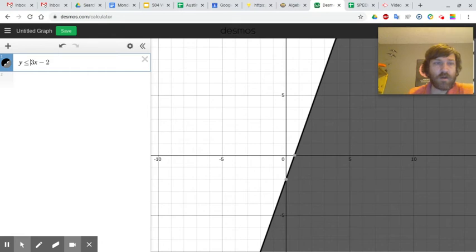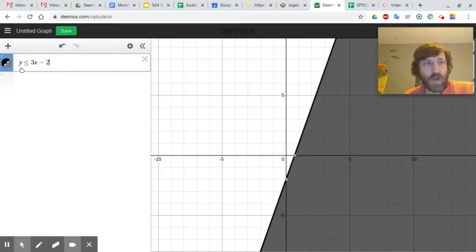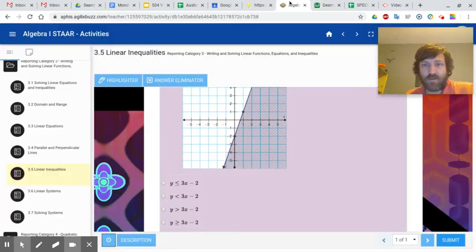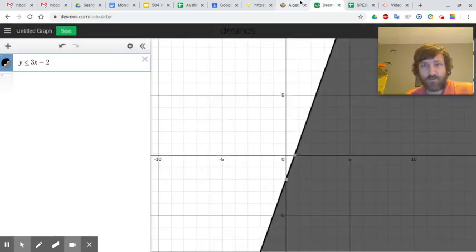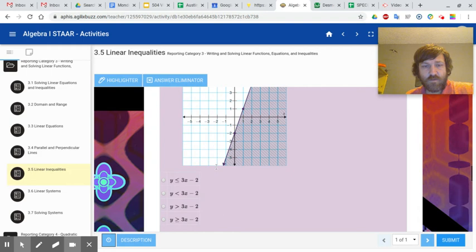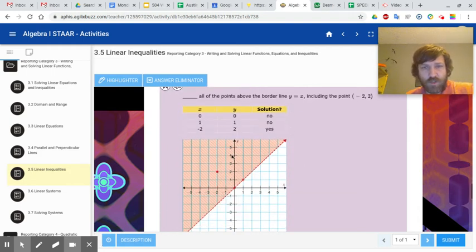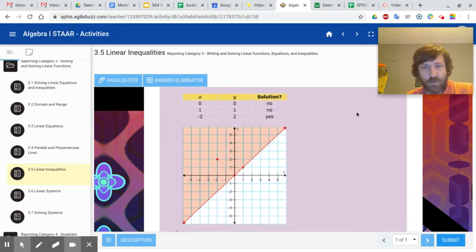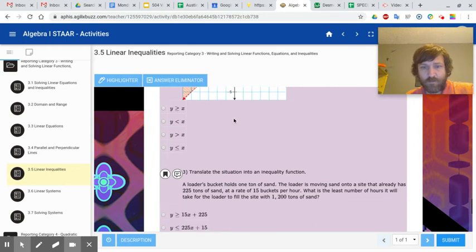So we probably already noticed from all the different versions that the one that matches is going to be y is less than or equal to 3x minus 2, because it shaded below and it's a solid line. Just to jump back and forth, you can see how those lines are the same. So that's how we get the first answer choice. I'm going to let you do number 2 on your own. You just recreate this graph using one of these equations in Desmos.